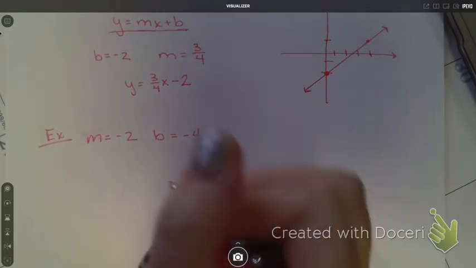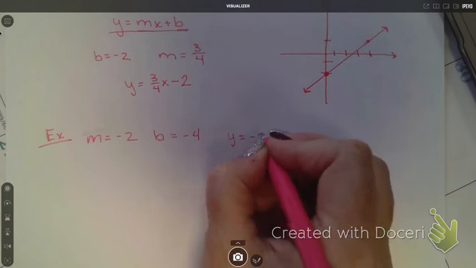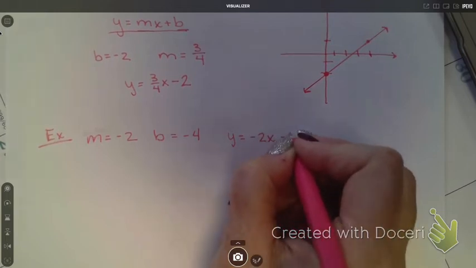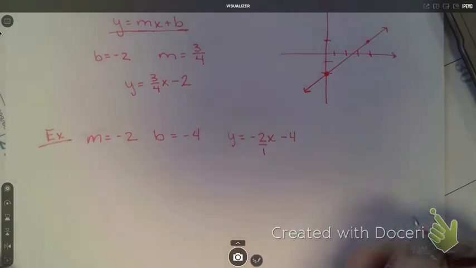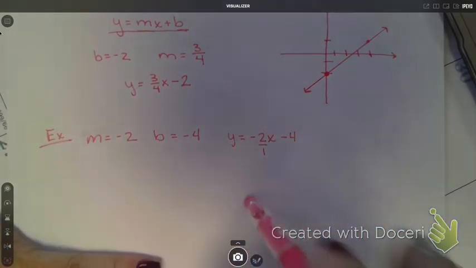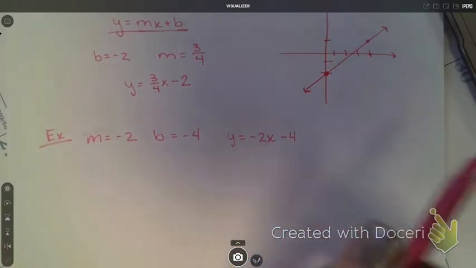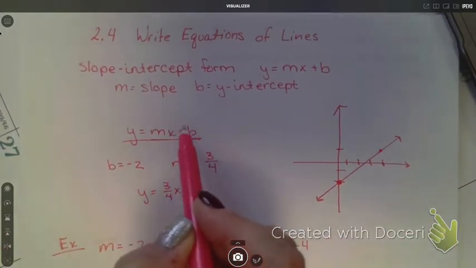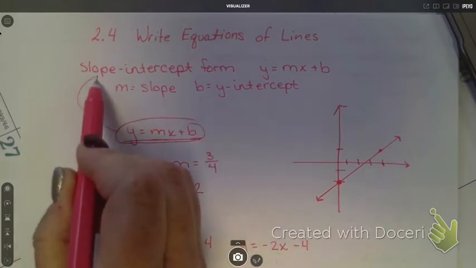Henry, what's the equation? Y equals what? Y equals -2 over 1x minus 4. Okay, -2x minus 4. Henry put his -2 over 1. Is that okay to do? Yes, but you don't have to. So what form of an equation was this? Slope-intercept form.